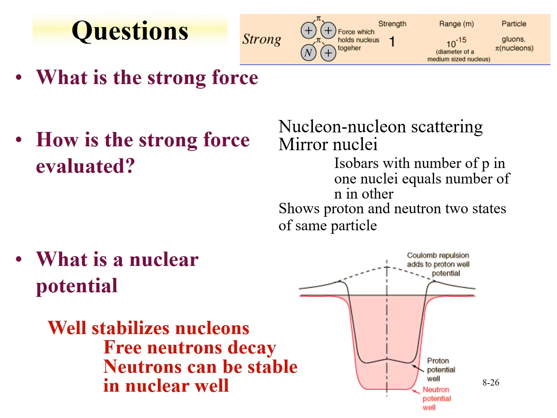And what is a nuclear potential? Shown here is an example of a potential well in which nucleons sit in a nucleus. There are slight differences between the proton and the neutron potential. That has to do with charge. And this well stabilizes nucleons. As we know, as an example, free neutrons decay. They have a half-life on the order of 14 minutes. However, neutrons can be stable in a nuclear well.